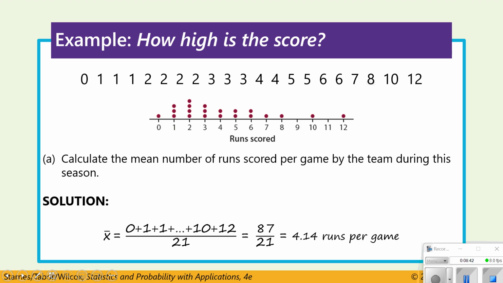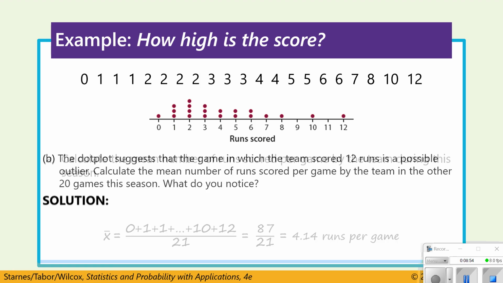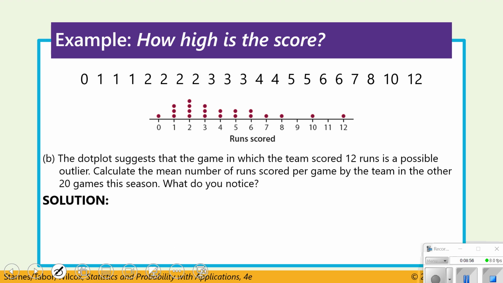Okay, when you added up all the numbers, we should have gotten 87 divided by 21, which gives me about 4.14 runs per game. So that's about how many they should have scored on average. Part B says the dot plot suggests that the game in which the team scored 12 runs is a possible outlier. So they're saying this piece right here is an outlier. It doesn't really fit with the rest of the data.